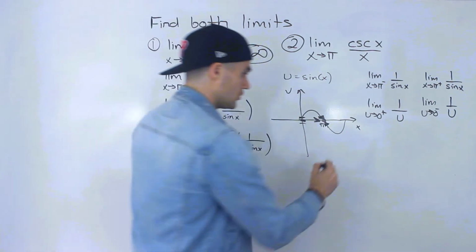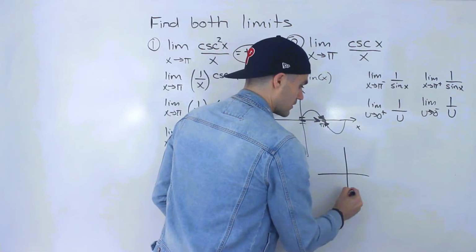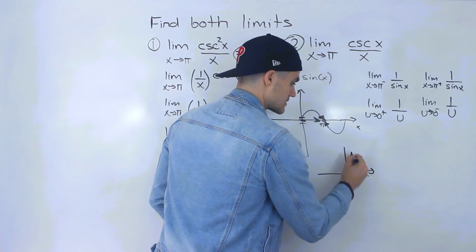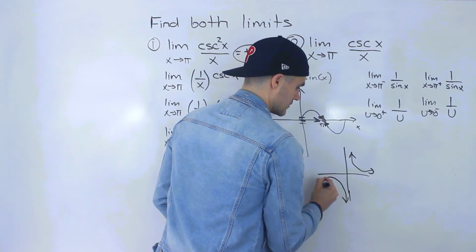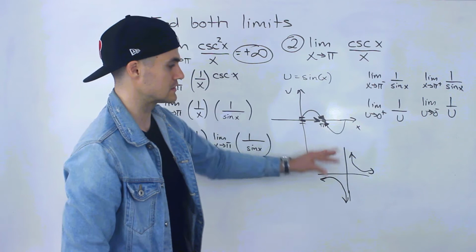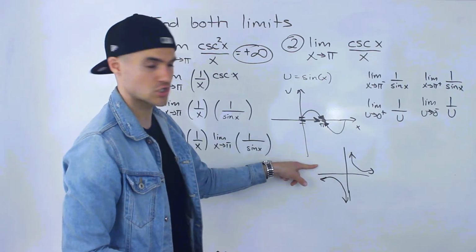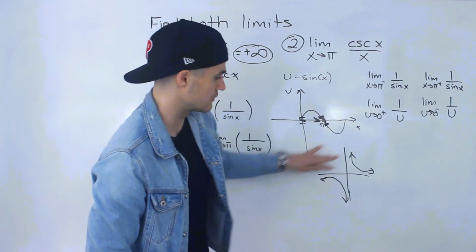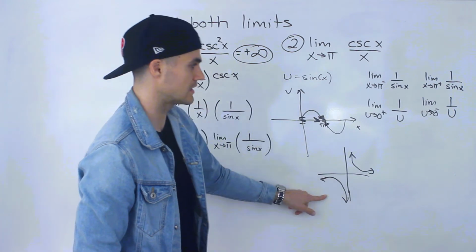And then 1 over u is different than 1 over u squared. It looks like this. With 1 over u squared, basically this turns into a positive. That's why we had that shape before. But 1 over u is like this. This part here is negative.